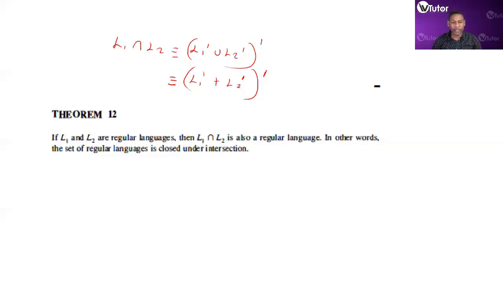We'll see a little bit later on how that comes out. If we can write it like this, it means that we know how to give L complement, we know how to find the union of two finite automata, and we know how to give the complement of that. So it is very possible for us to find the intersection of the two languages.